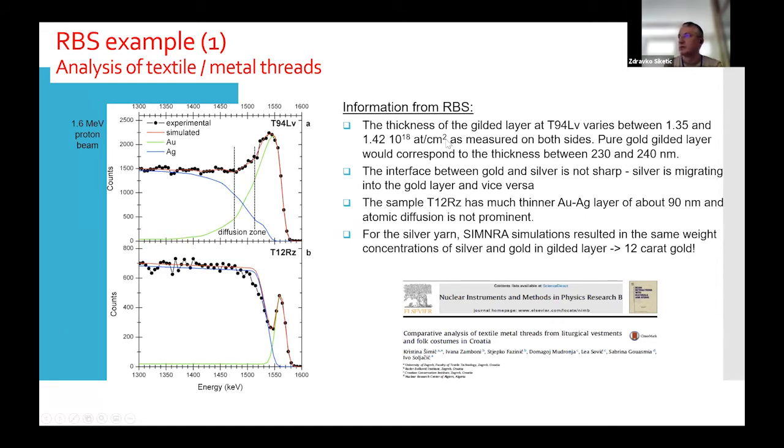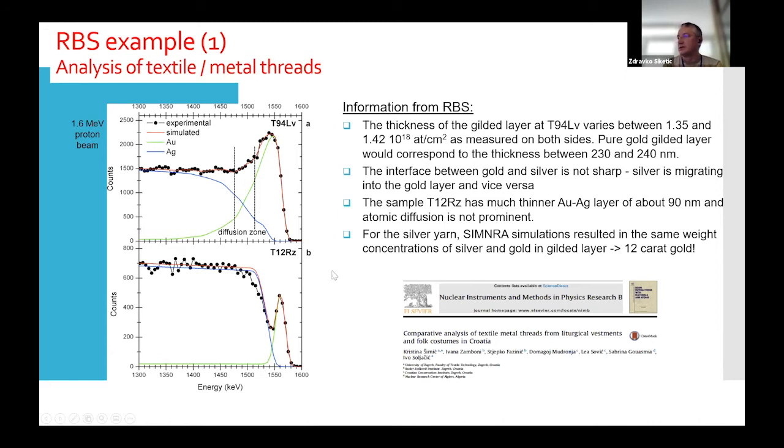We had 2 textiles. One is this thin, this is just a code name, and the thickness of the gold in this case was around 230 to 240 nanometers. And this is the RBS spectra. So you can see the green one is the simulation of the gold layer, and the blue one is a simulation of the silver layer. And we could only fit this spectra if we assume that there is a diffusion between the gold and the silver layer.